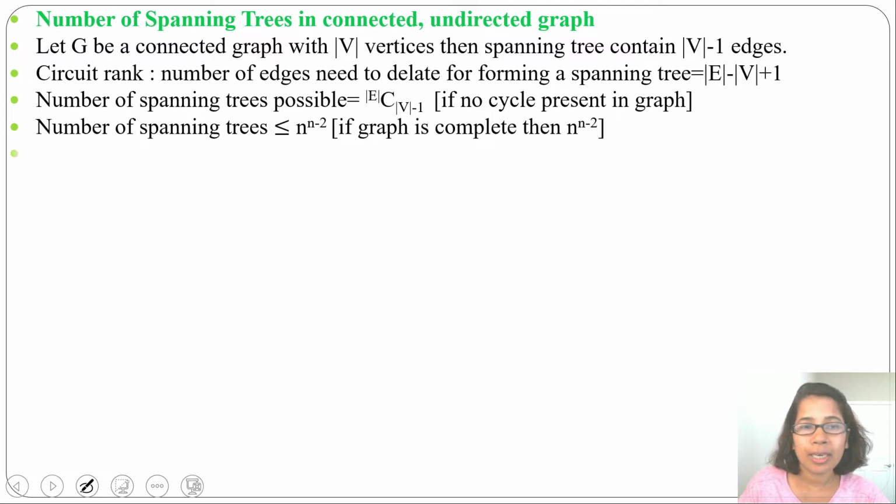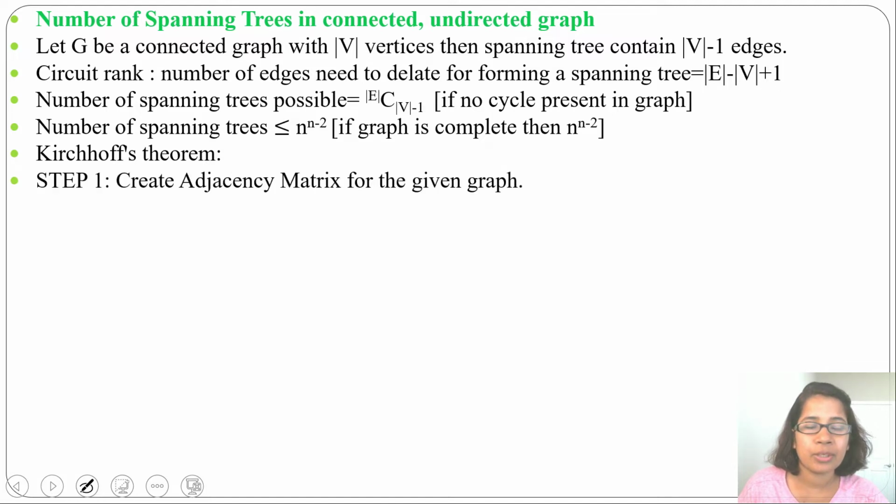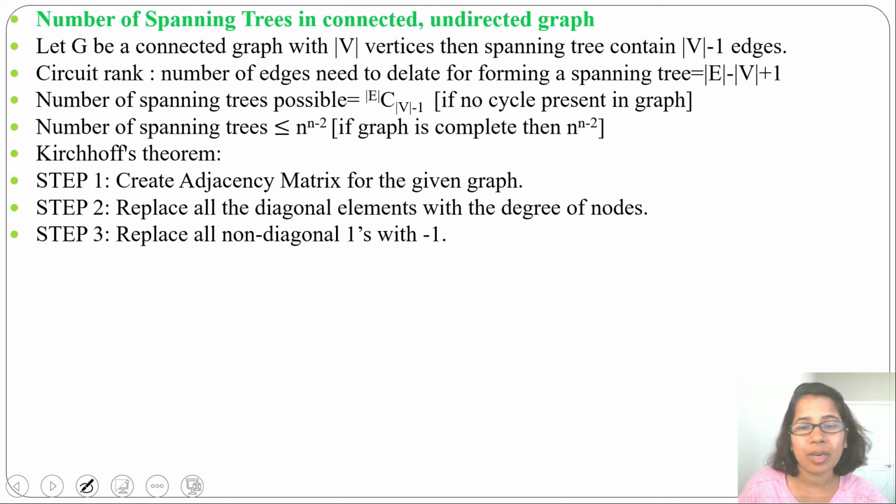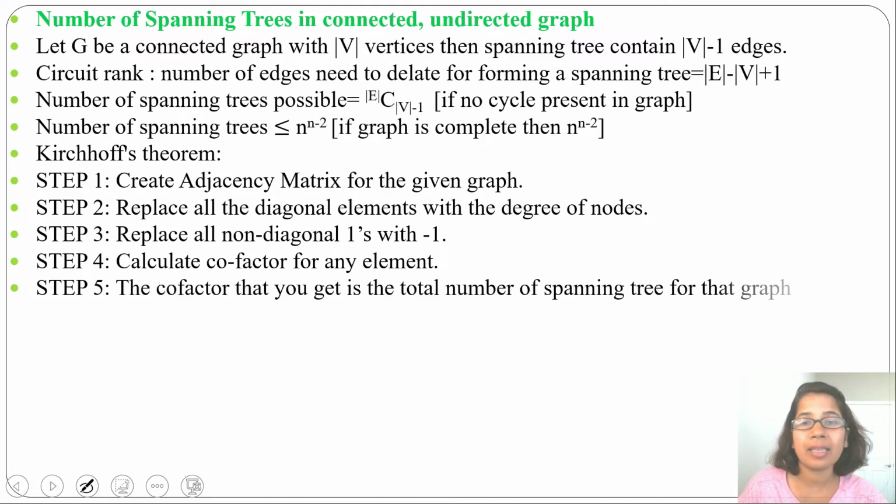So it depends on the graph, whether cycles are present, whether it is complete or not. But for all types of graph, we can find the number of spanning trees by one theorem, called Kirchhoff's theorem. Step 1, create the adjacency matrix for the given graph. Then replace all the diagonal elements with the degree of the node. Then replace all the non-diagonal 1s with minus 1. Then find the cofactor of any one element, and that cofactor is the number of spanning trees possible.